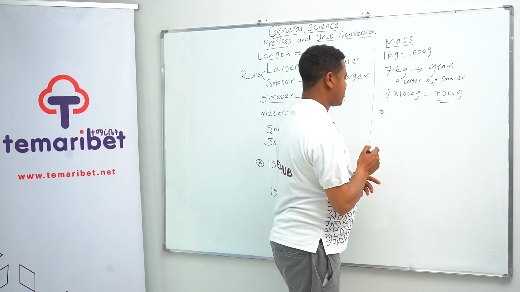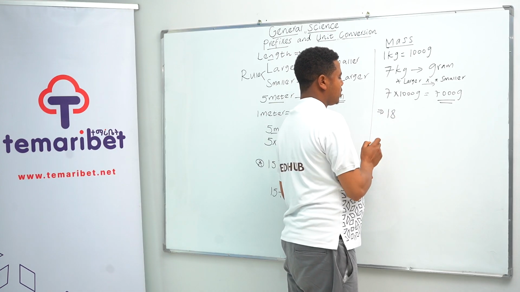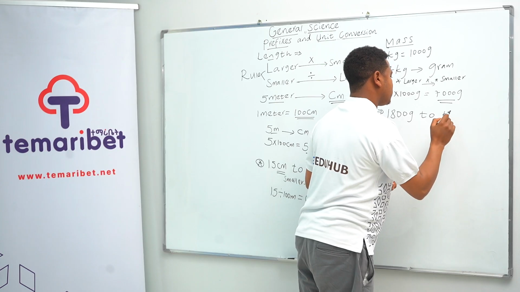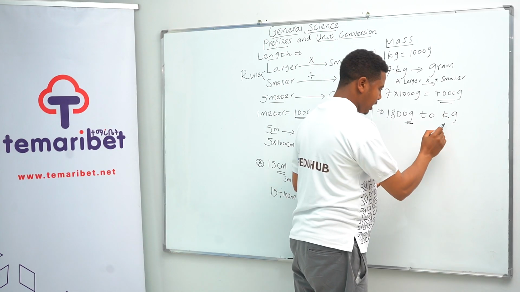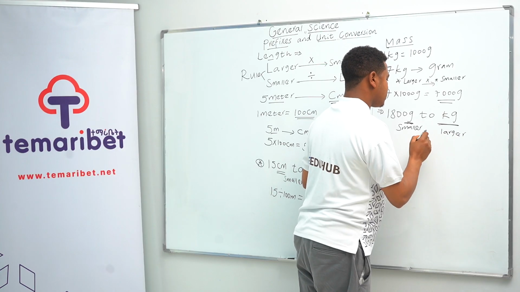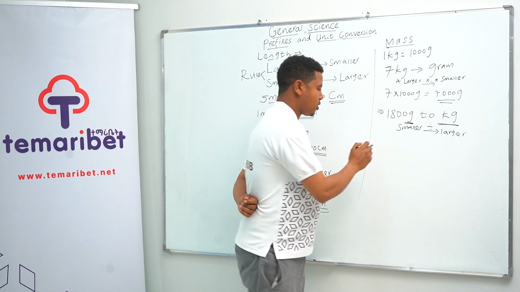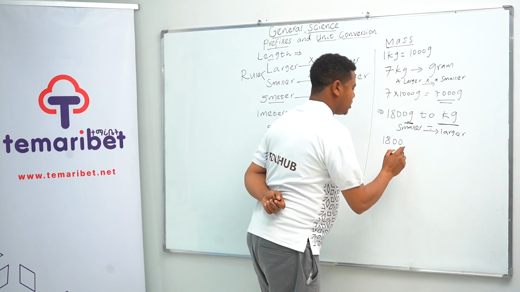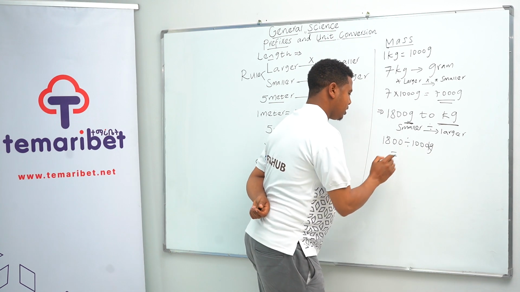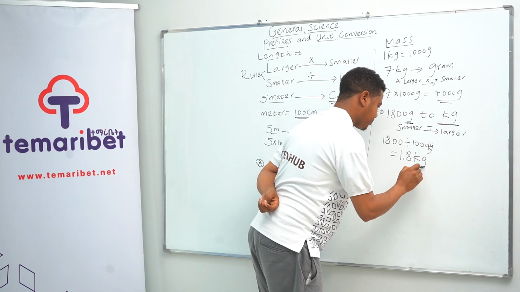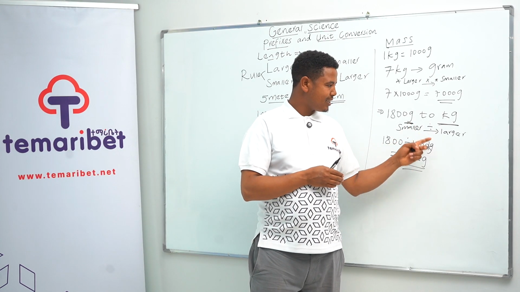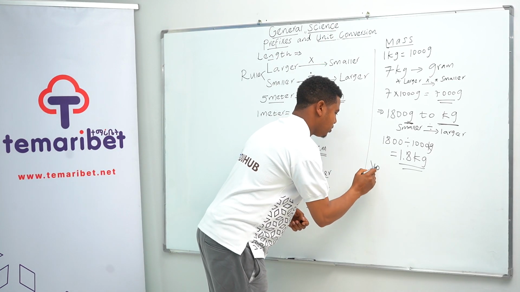The other one, let's make the inverse. If the given unit is 1800 gram to be changed into kilogram. Now the smaller unit is gram, and we are going to change to kilogram, from the smaller to larger. In this case, we use division. So when we divide 1800 divided by 1000, it is equivalent to 1.8 kilogram. So 1800 gram is equivalent to 1.8 kilogram.